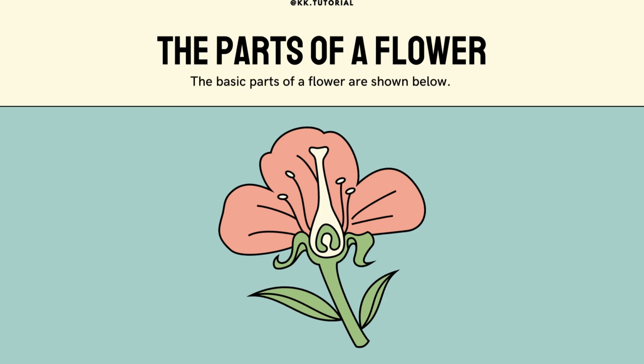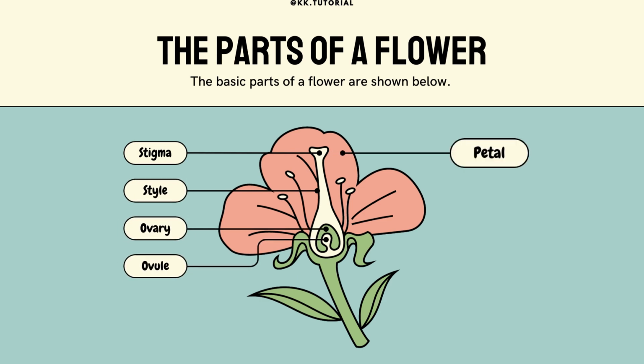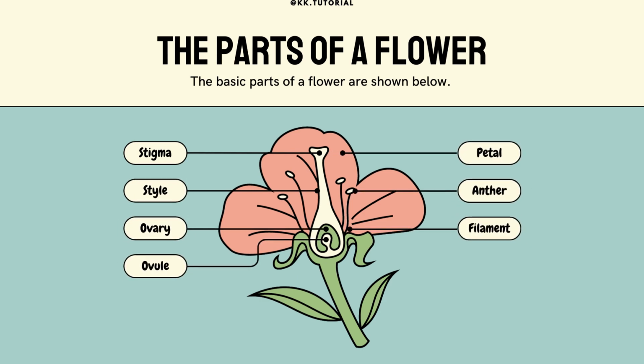So the basic parts of a flower are shown below: stigma, style, ovary, ovule, petal, anther, filament. Stigma, style, ovary, ovule, these are called the pistil, which means that they are the female reproductive structure of the flower. Anther and filament are called the stamen, which means that they are the male reproductive structure of the flower.